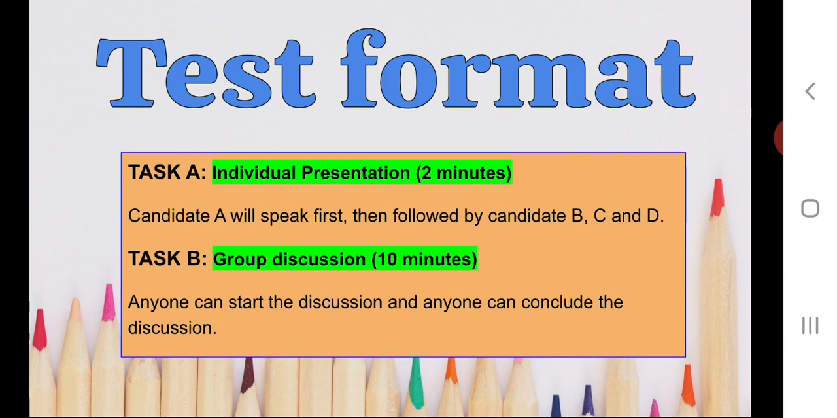And once candidate A is done, the 2 minutes is then given to candidate B and followed by C and D. And when all candidates have spoken, we'll proceed to task B, that is the group discussion or group interaction. Okay, and 10 minutes is given for the group to have the discussion. In task B, anyone can start the discussion and anyone also can conclude the discussion at the end of the 10 minutes. All right, let's move on.